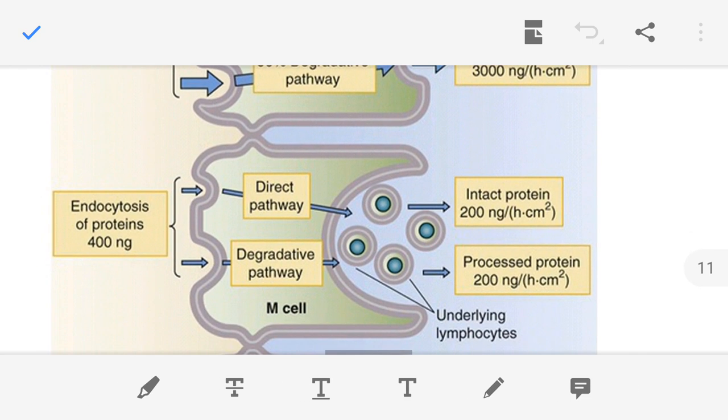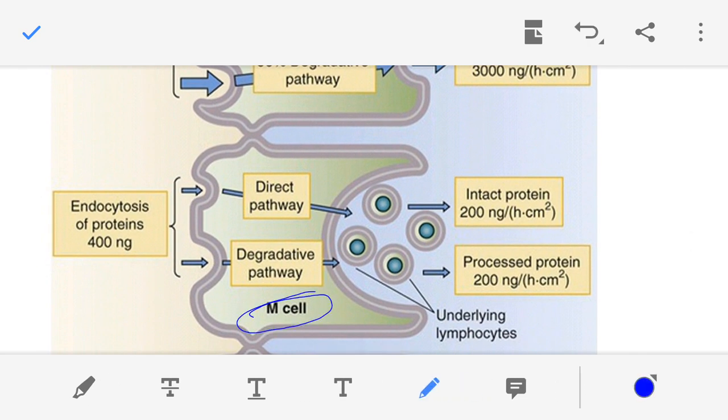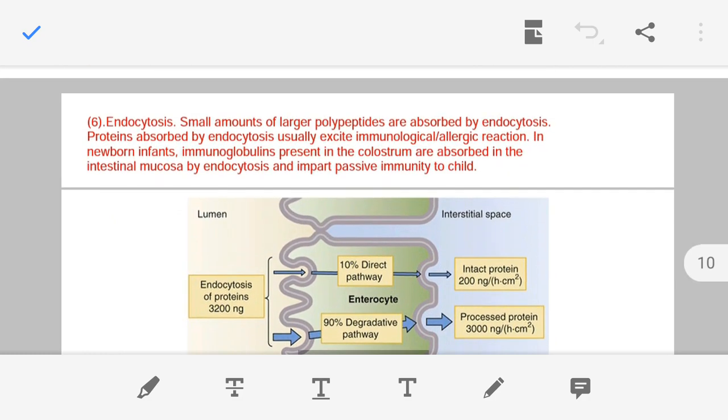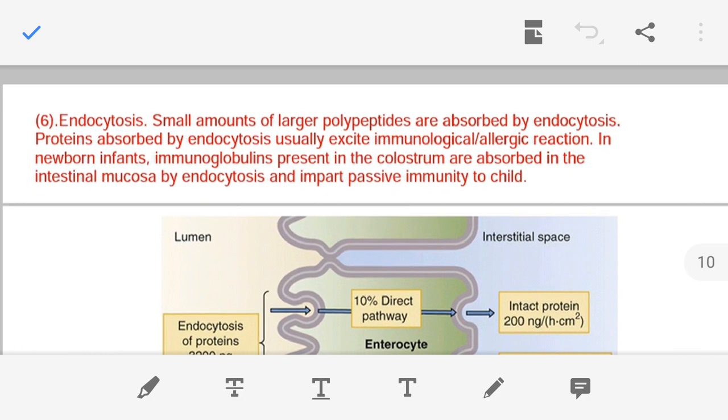Here in the M cell also, the colostrum protein can directly enter into the capillary, or the proteolytic enzymes of the lysosome digest the protein. So this is the degradative pathway, and the digested protein is known as the processed protein. The processed protein then enters into the blood capillary. Many of the protein molecules enter into the newborn's bloodstream as such.